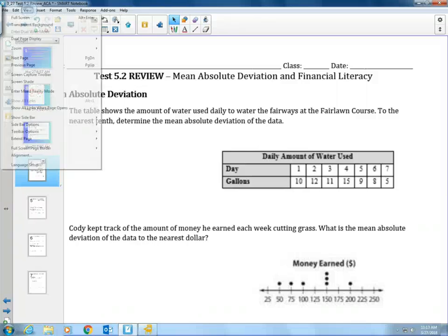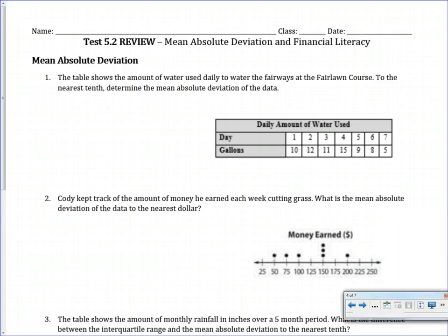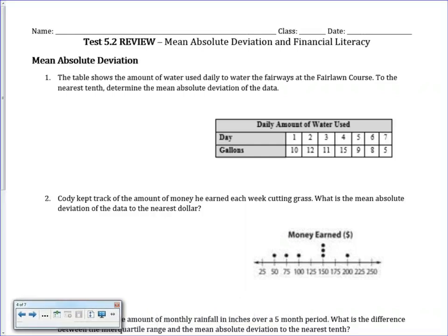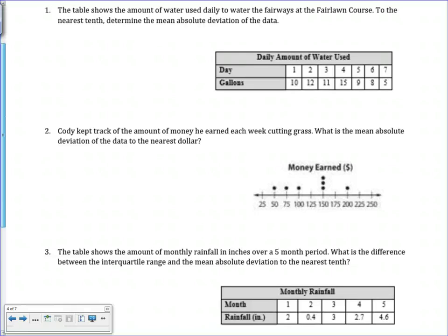Alright, here is your test 5.2 review key. We're going to do this a little bit differently than normal. I'm going to go through it and pick out some problems to do, but I am not going to do all of them. I'm going to show you a few examples, and then using those examples, you need to complete the rest of your review.